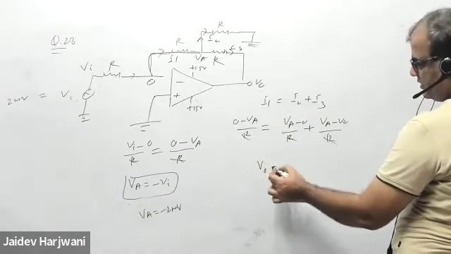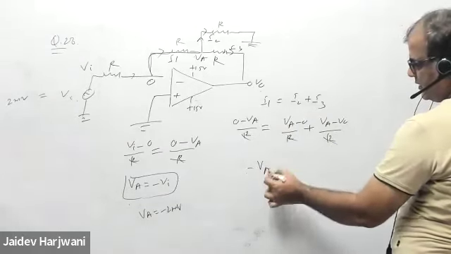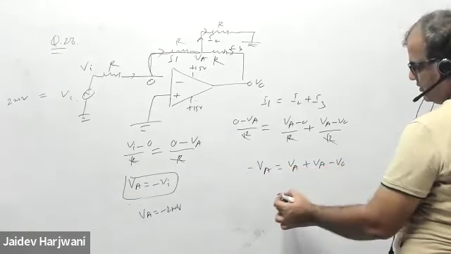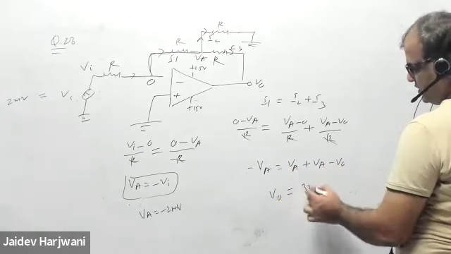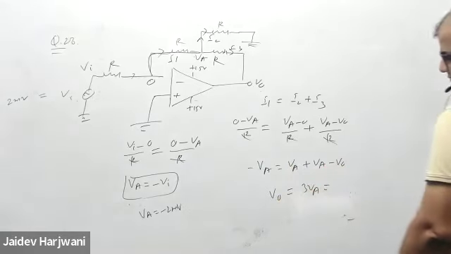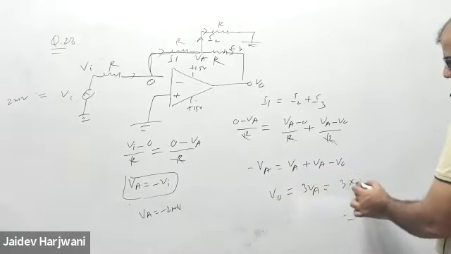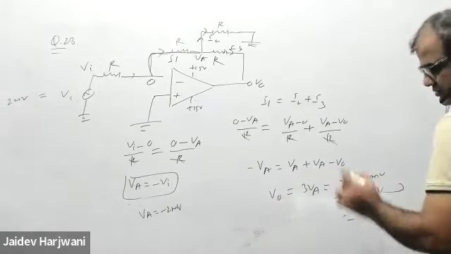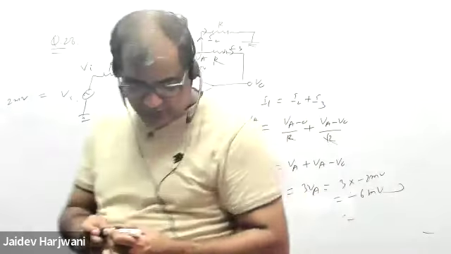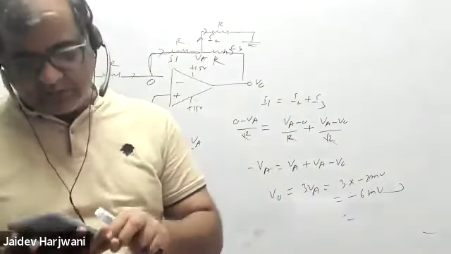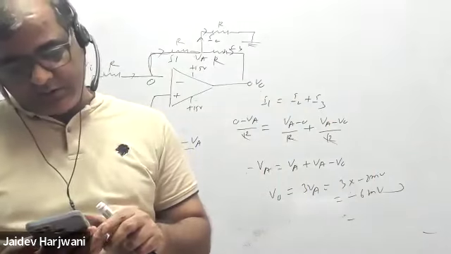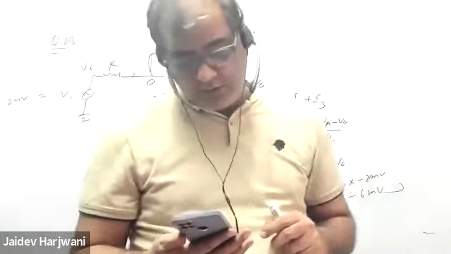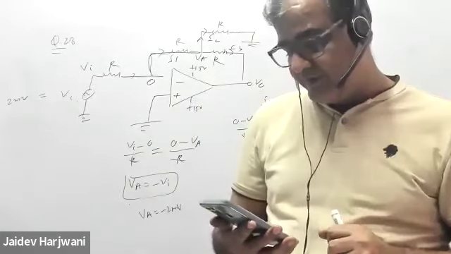How much is V naught? So minus VA plus VA plus VA minus V naught. So V naught is equal to 3 VA. And VA is equal to minus 2 millivolt, so it should come minus 6 millivolt. Is there any option? No? Check it, what mistake am I making?